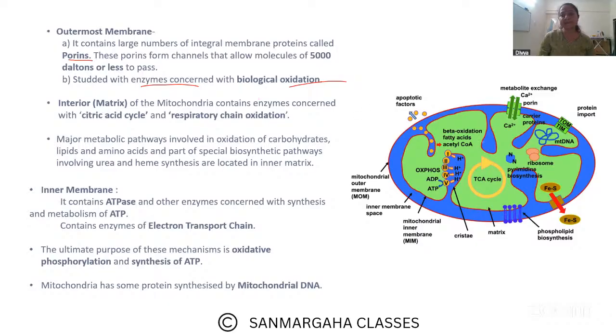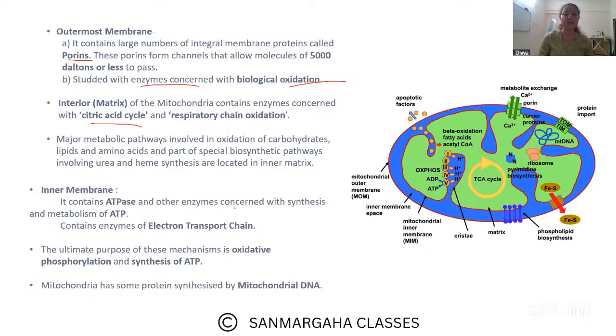So the matrix means this central part, the green part, what you are seeing. Okay, this matrix contains many enzymes which deal with the citric acid cycle, the TCA cycle or the oxidation cycle. Okay, so many metabolic pathways are involved here, like oxidation of carbohydrates, lipids, and amino acids, and also biosynthetic pathways like formation of urea, then formation of heme. Okay, so these are the major metabolic pathways that take place in mitochondria.